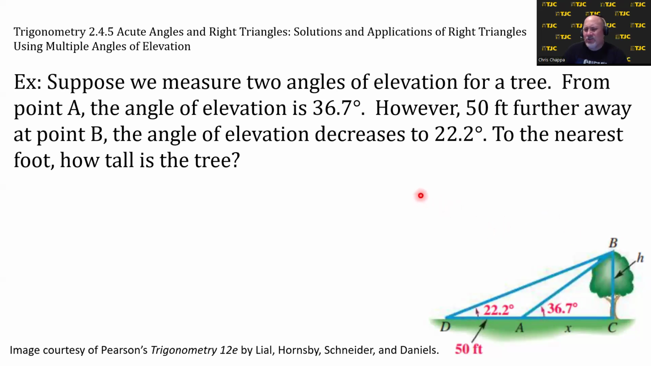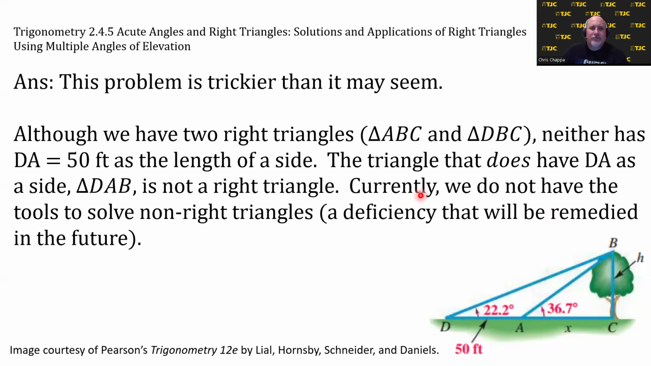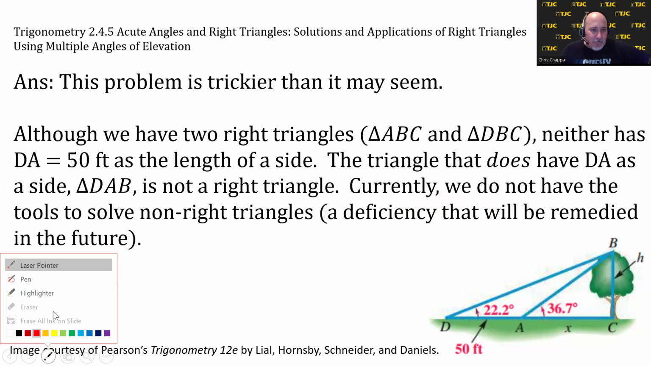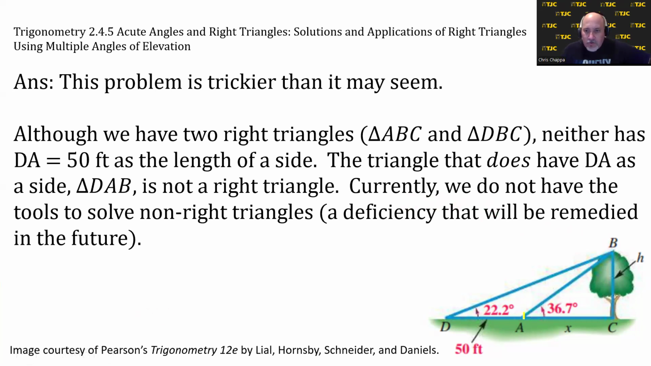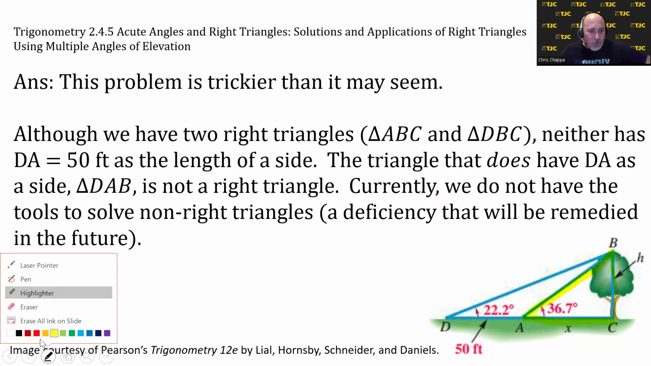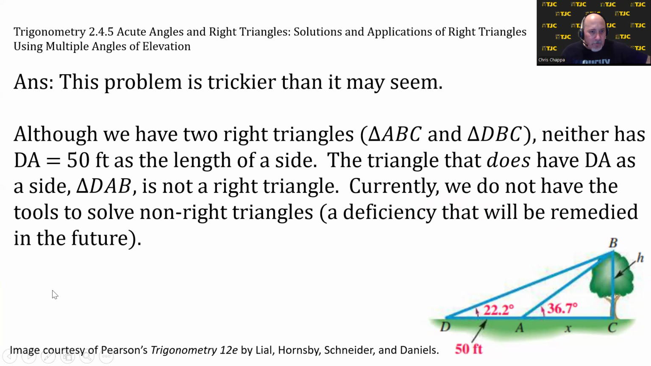Well, it looks like just a regular trig problem, but this problem is trickier than it may seem, and here's why. Although we have two right triangles, triangle ABC right here, and we also have triangle DBC, so we have two right triangles.